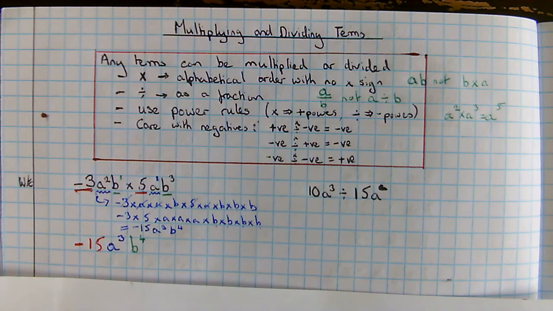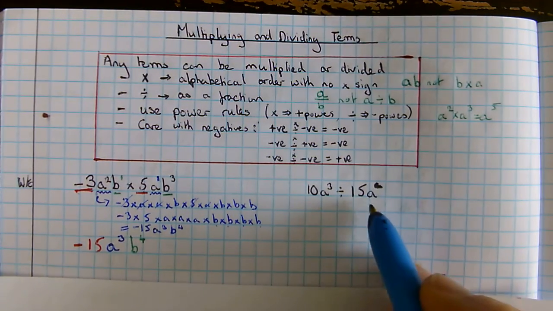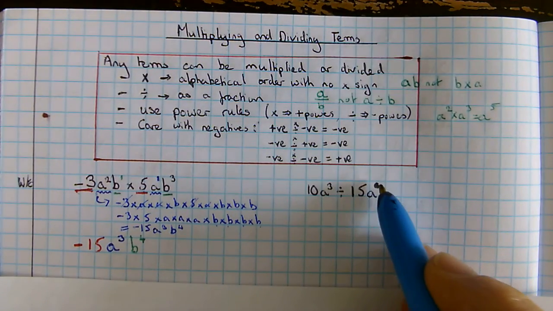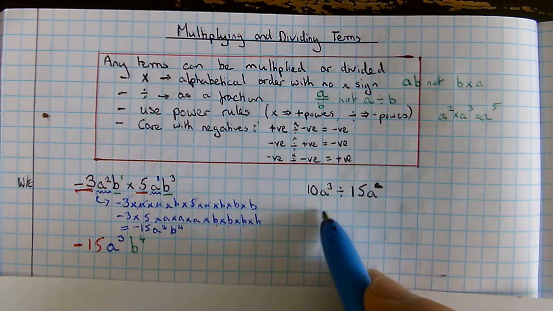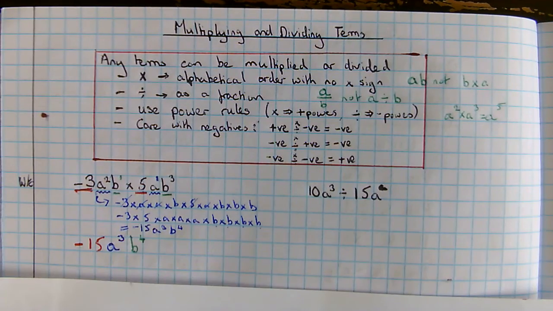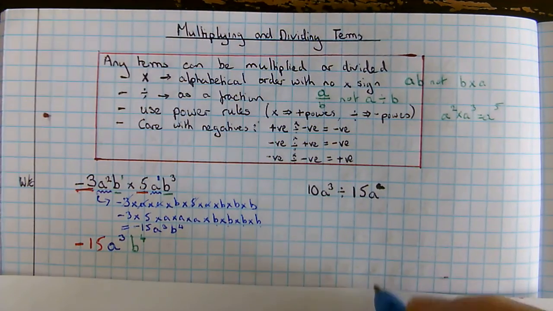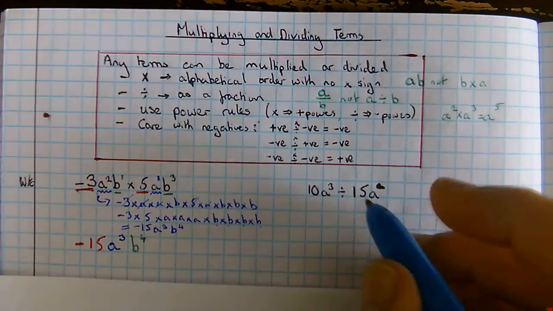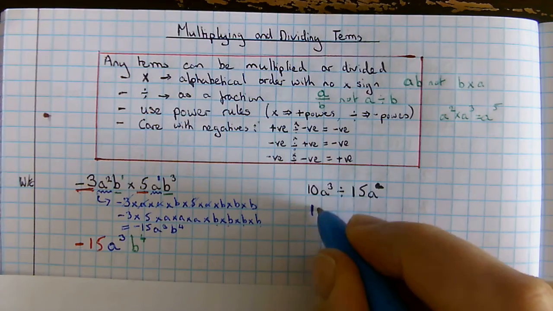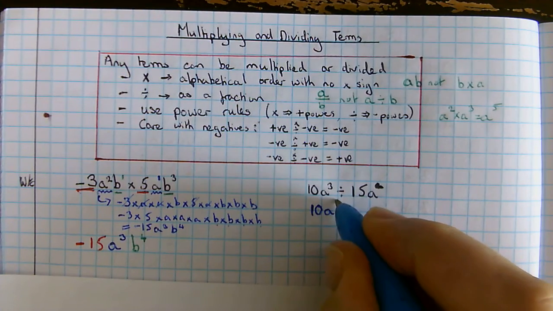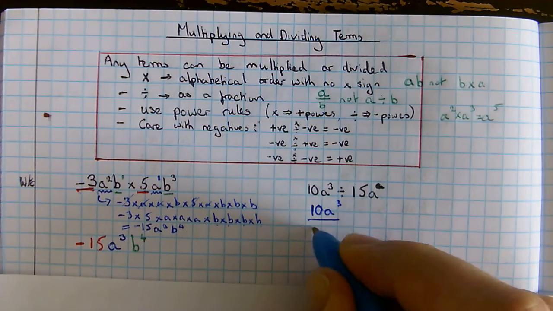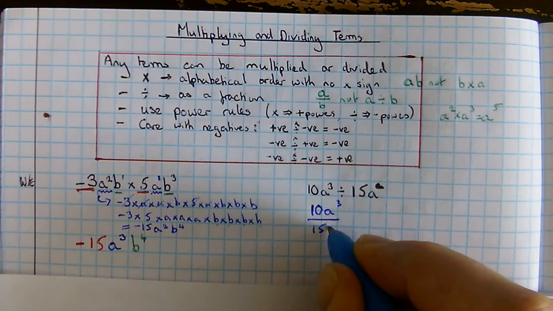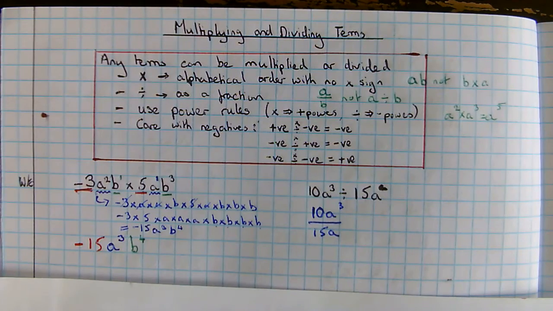Looking at the division question, I've got 10a cubed divided by 15a. Ignore that power there, sorry, that's my mistake. 10a cubed divided by 15a. So the first thing I'm going to do is write that as a fraction. As we set up here, divisions we write as a fraction. So I've got 10a cubed over 15a.